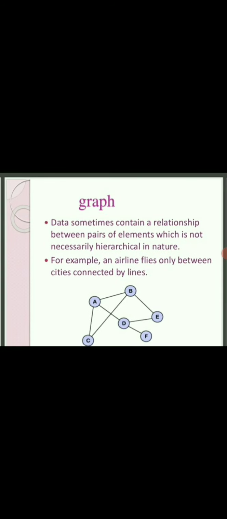Next is a graph. Graph also is a relationship between pairs of elements, but it is not necessarily a hierarchical structure. Here you can see A, B, C, D, E, F are the different nodes, but they are not attached to each other in a hierarchical way.